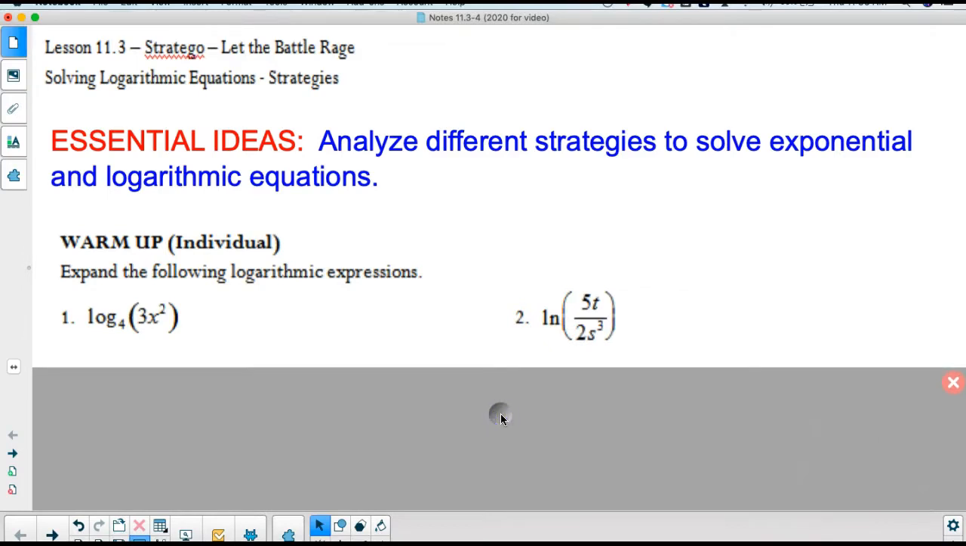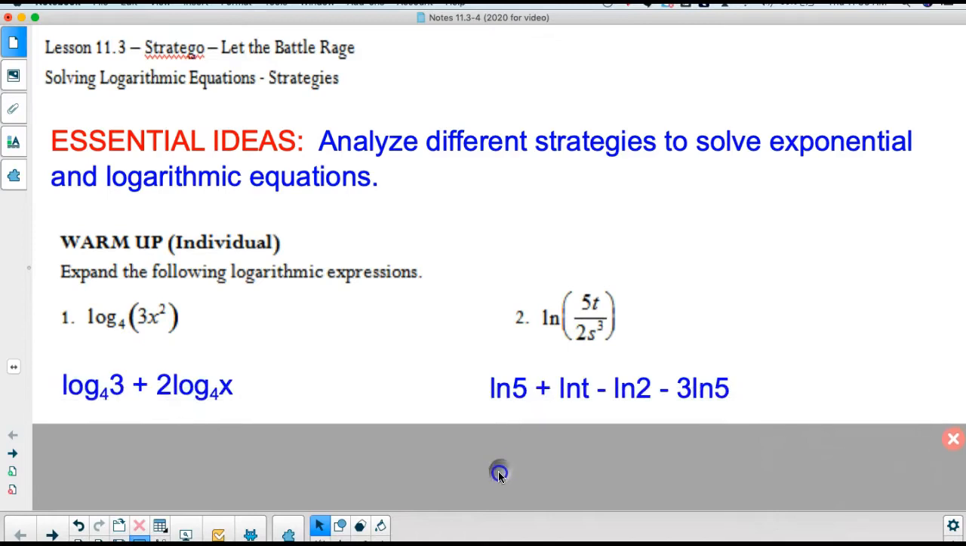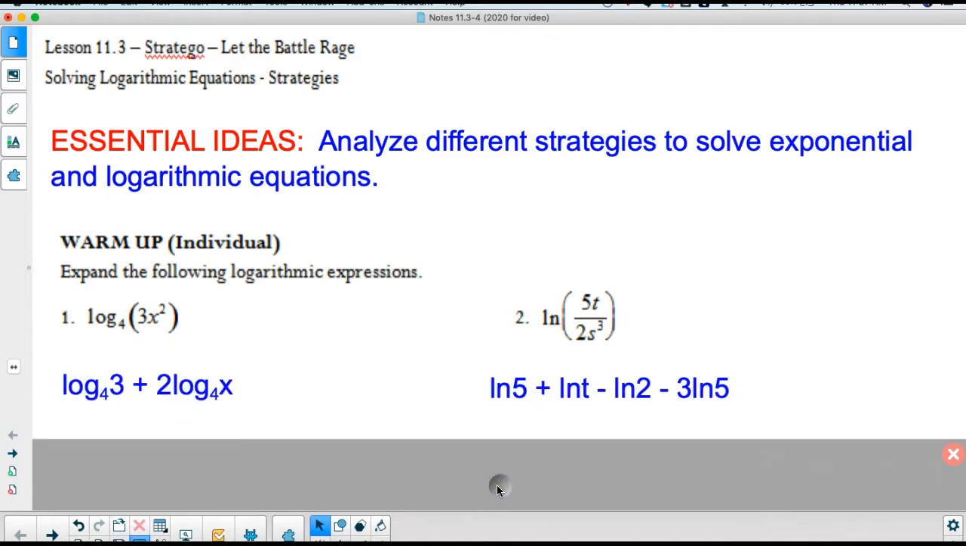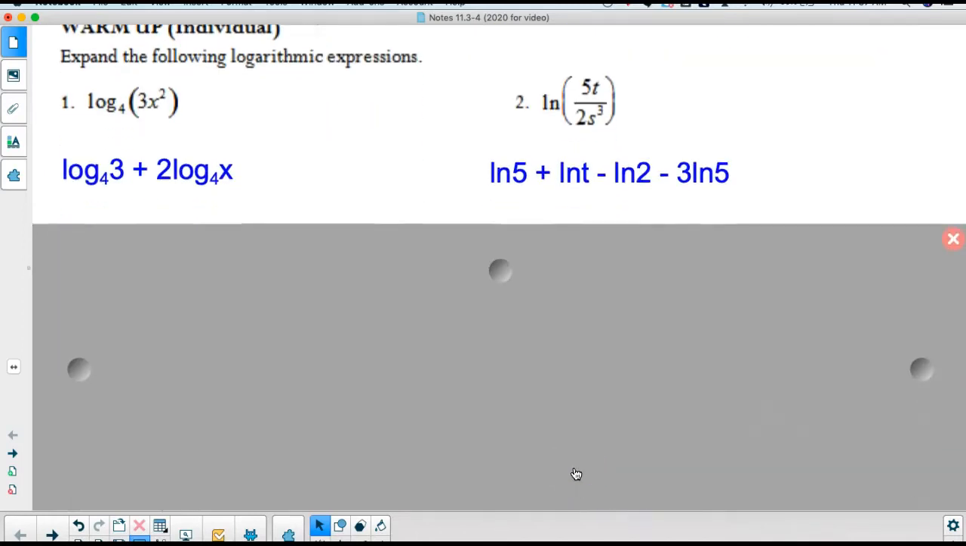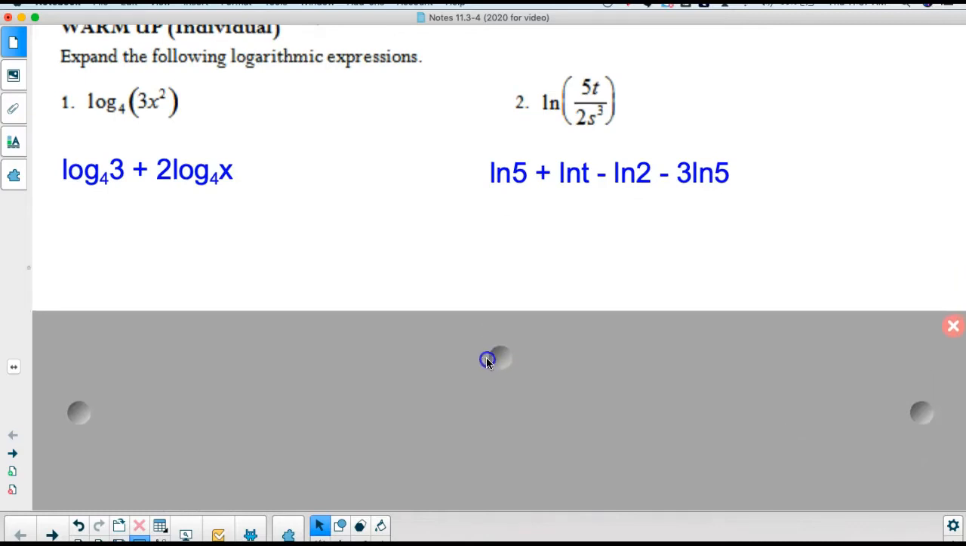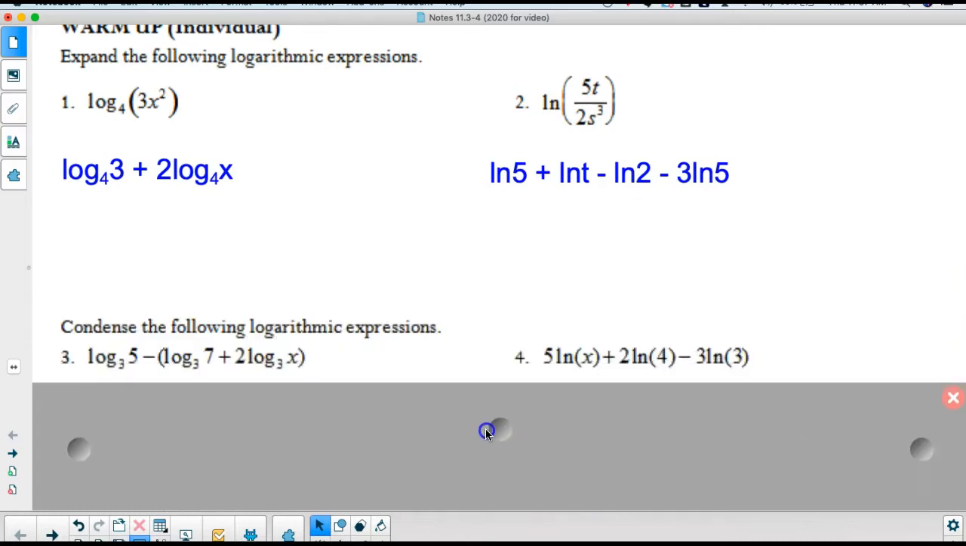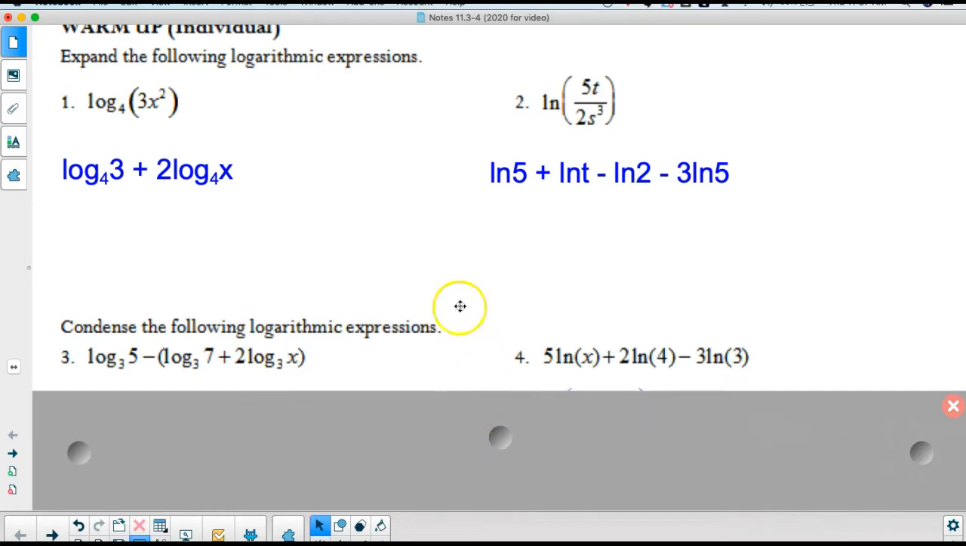Expand these two problems. I would hit pause, try them on your own, and here come the answers. And then the next two warm-up problems will be condensing. Condensing is a very important part of solving logarithmic equations, so I would encourage you to pause the video and try to condense these two to make sure you're condensing them correctly. And here are the answers that you should get after you condense.